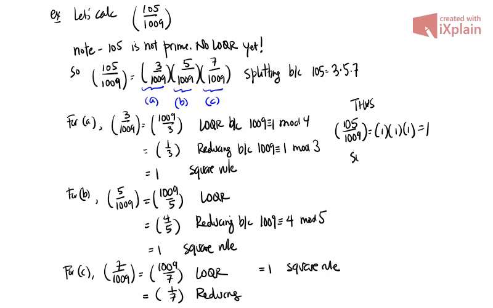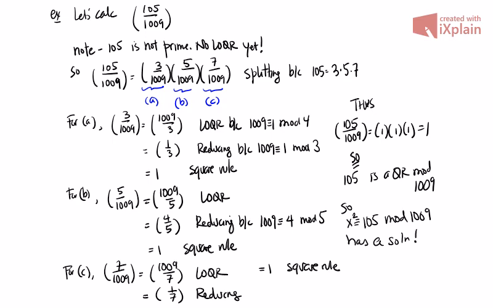which is 1. So we conclude that 105 is a quadratic residue mod 1009. In other words, it is a perfect square. So if you prefer, x squared is congruent to 105 mod 1009 has a solution. And that's it. That is the end of the section. It's a pretty quick section because most of the section is tied up with proving the law of quadratic reciprocity, which we're skipping. So we'll call it a day for that.